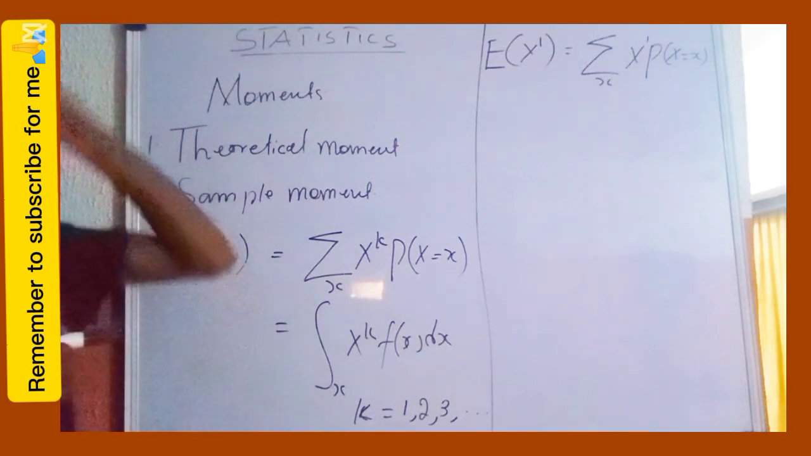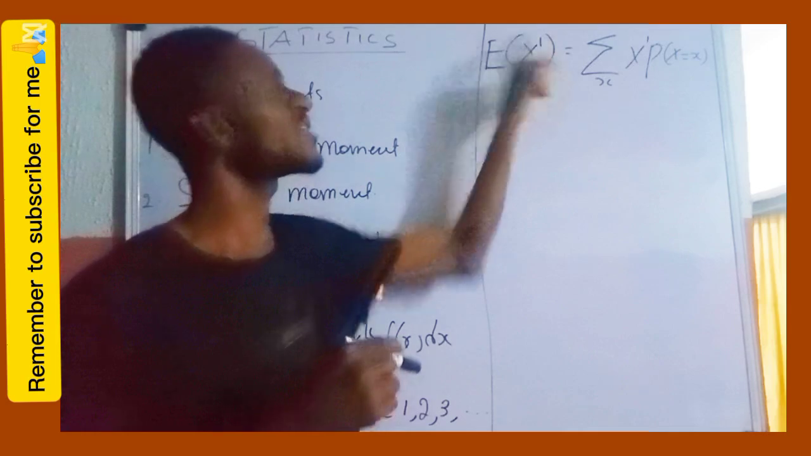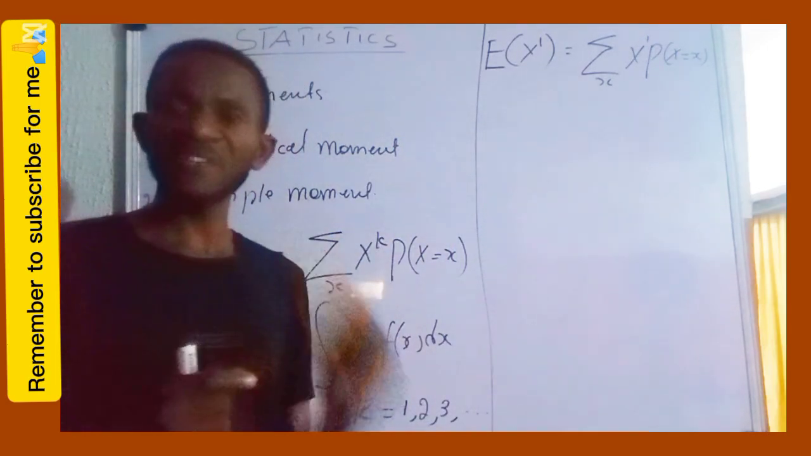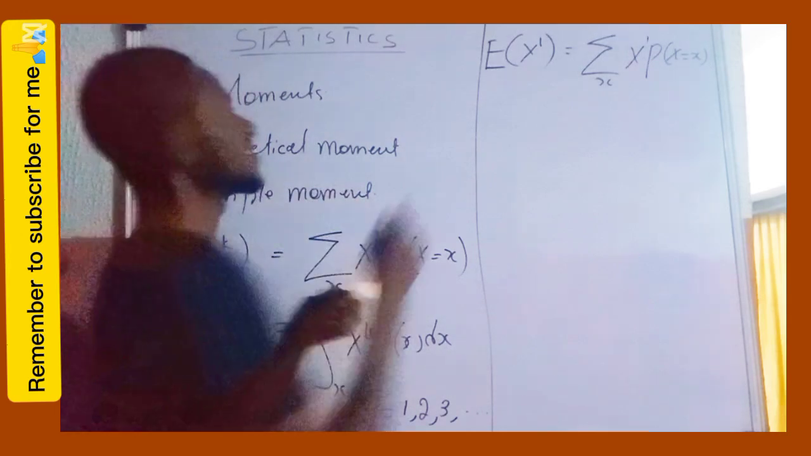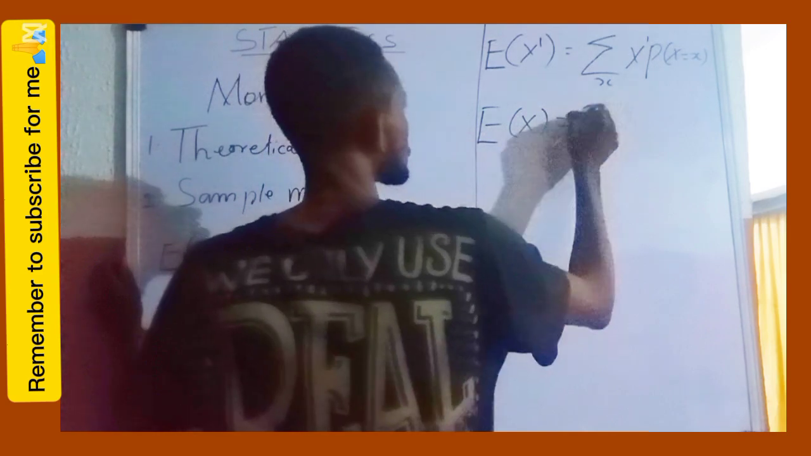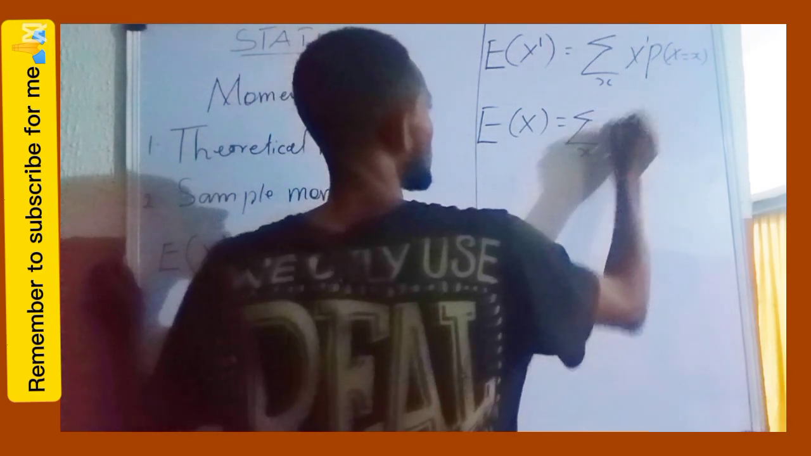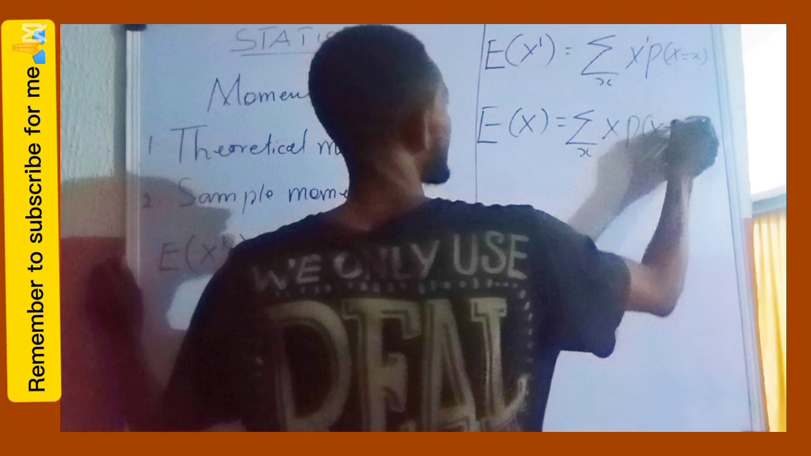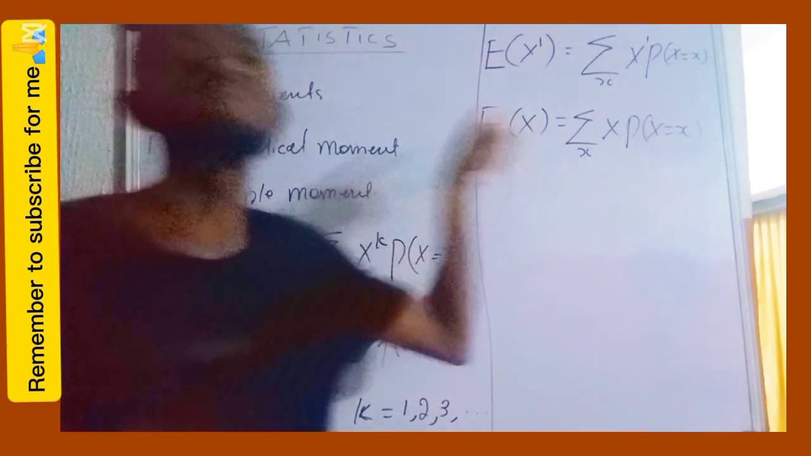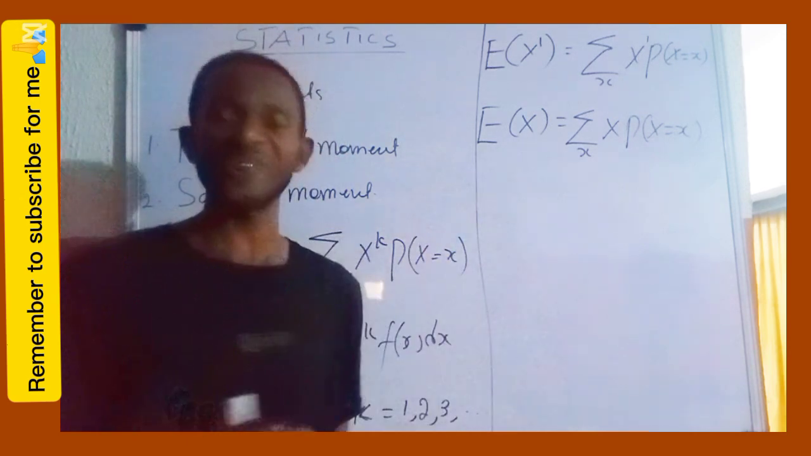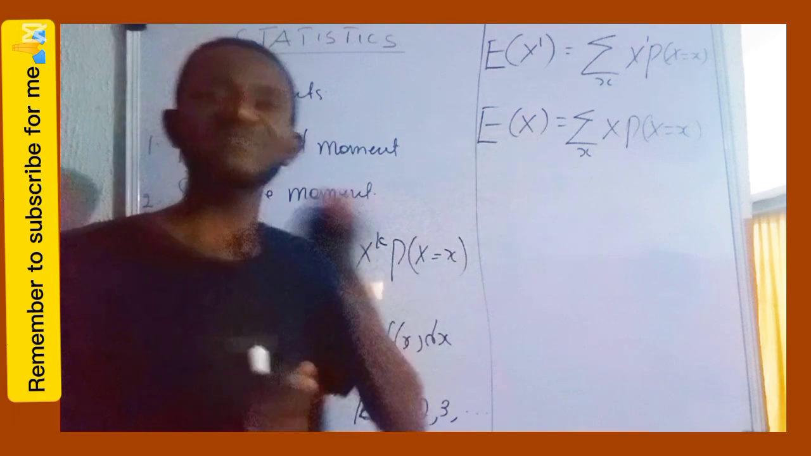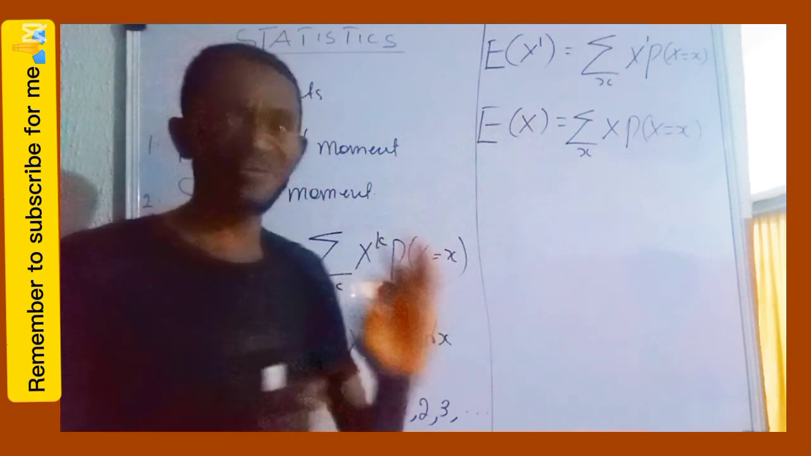The next question becomes, in mathematics, when something is raised to power 1, what does it imply? Anything raised to power 1 in mathematics becomes itself. Therefore, this is the same thing as writing E of X is given as the sum over the range of x of x, P of capital X equal to small x. This is what we call the first moment, or first theoretical moment about the origin, which is always called the expected value of that random variable X.